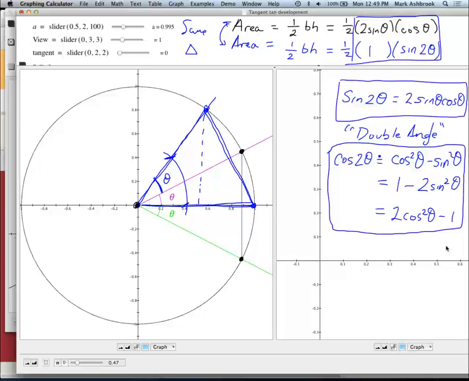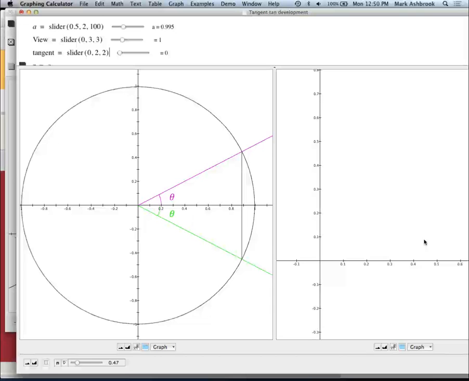I did not show you where those came from. Every other one I've shown you where it comes from, not that one. So these are called the double angle identities. What is sine of 2 theta equal to, or what is cosine of 2 theta equal to? Okay, one more thing.